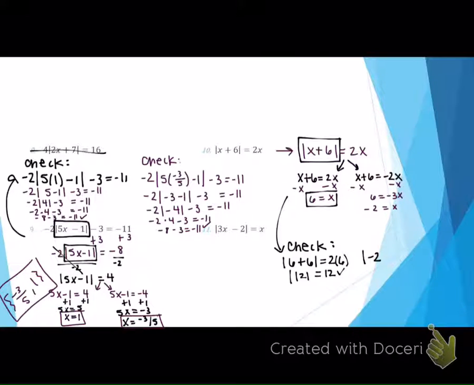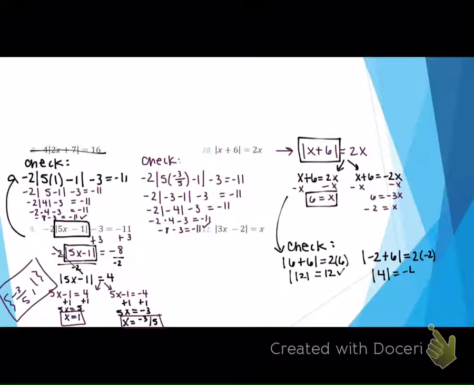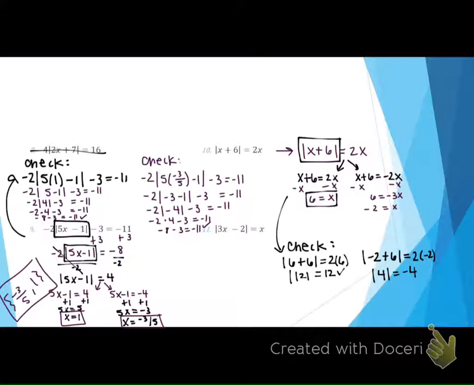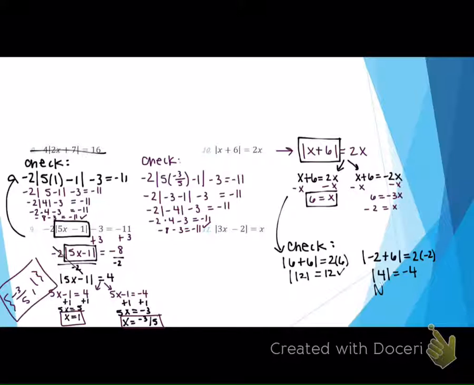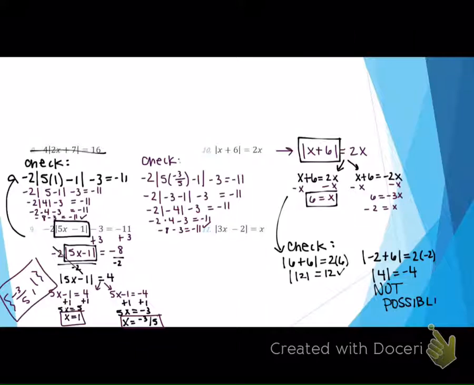But if I do negative 2 plus 6 equals 2 times negative 2, I get the absolute value of 4 equals negative 4. Is that extraneous? Is that possible? Can you take the absolute value of something and get a negative number? No, not possible. So that does not work, and that is an extraneous solution. You just cross it off. All right, so just a few things here.